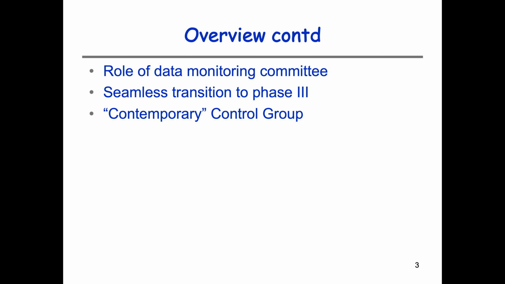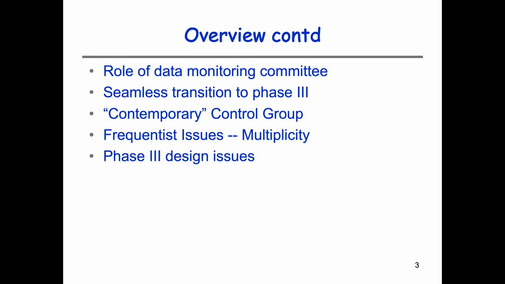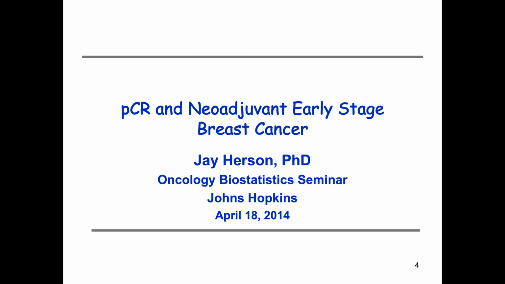And what about the contemporary control group? Is it a misnomer for historical controls? And how acceptable is this as a control group? Frequentist issues, multiplicity will be covered, and then other phase 3 design issues.